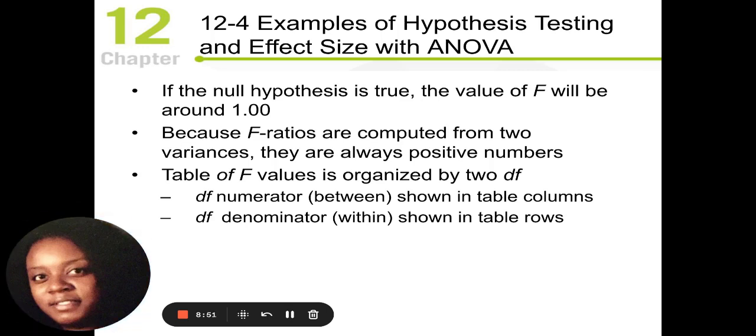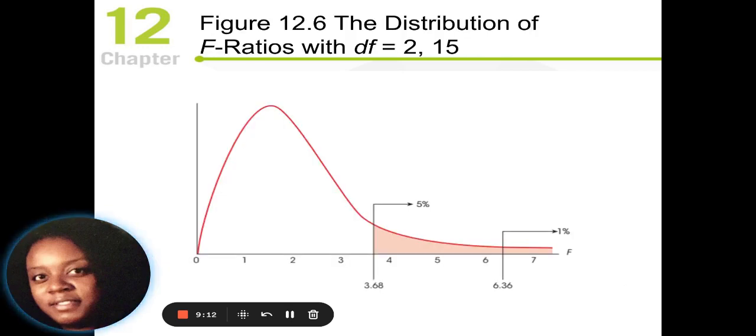If the null hypothesis is true, the value of F will be around 1. And because F ratios are computed from two variances, they are always positive numbers. The table of F values is organized by 2 degrees of freedom, the between and within degrees of freedom, which are shown in tables as columns and rows. And here's an example of figure 12.6 with the distribution of the F ratios with the degrees of freedom at 2 and 15.